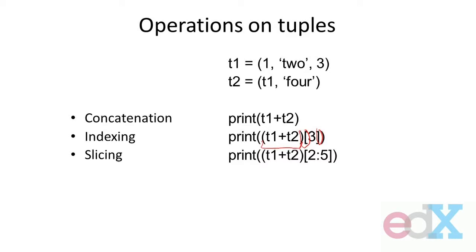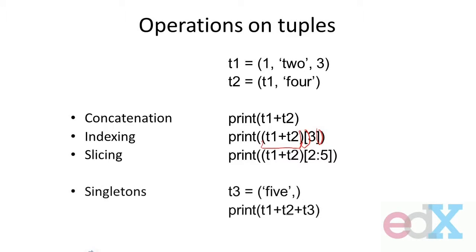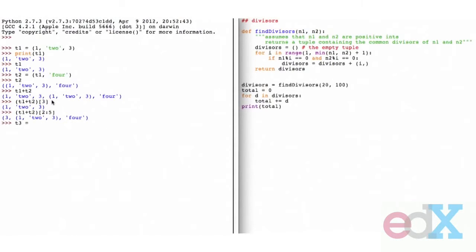There's one other operation that we can use, and that is a singleton. So what is a singleton? Well, how do I create just a single element of a tuple, or a tuple with just one element? And here I'm going to create it by saying I'm going to make T3 be the string 5 followed by a comma followed by a paren. And then I can do things like saying what's T1 plus T2 plus T3, and it has now added it at the end. And the question is, why do I have this funky little comma here?